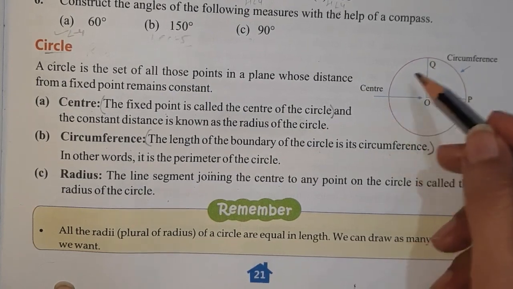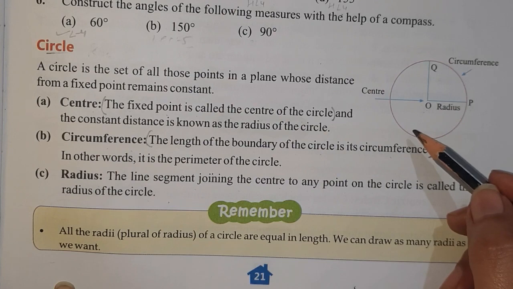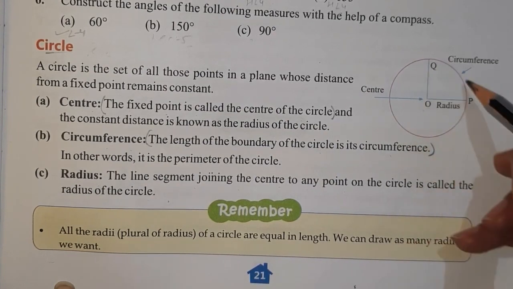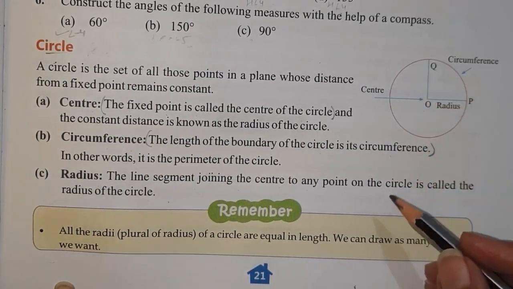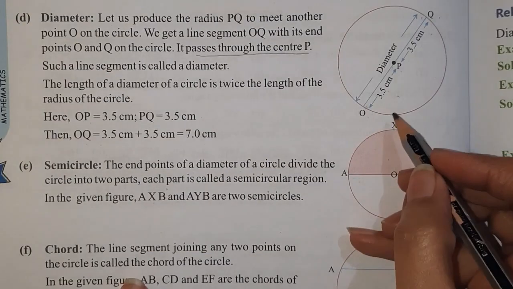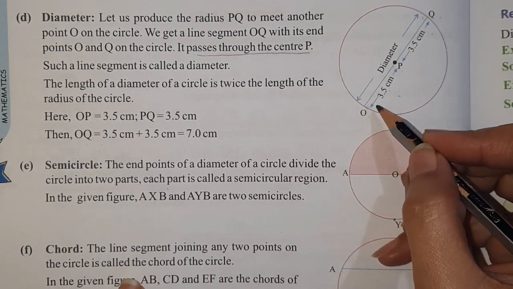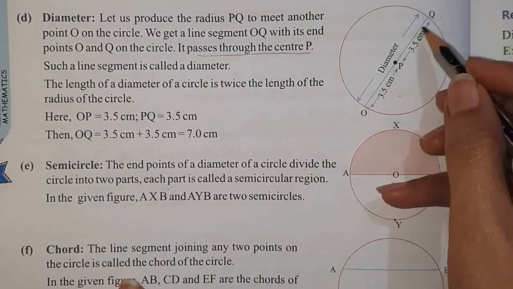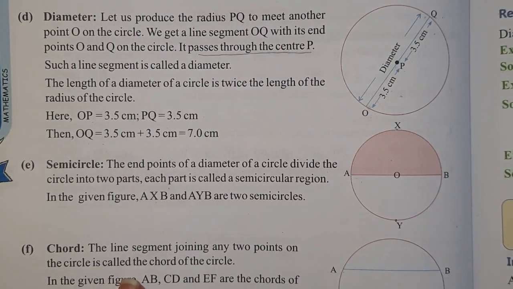Now, circumference. The length of the boundary of the circle is its circumference, or we can say it is the perimeter of the circle. Boundary का measurement, length of the boundary, that is known as circumference, right? Diameter of the circle, the line segment that passes from the center and its end points lie on the circle is known as diameter of the circle, right?